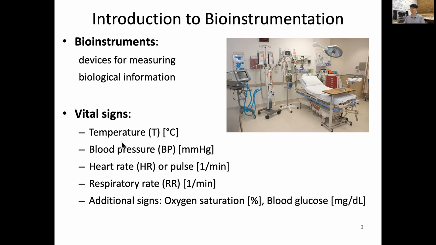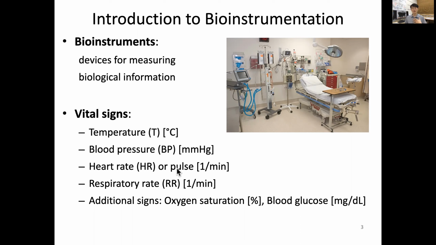So for example, temperature, of course, we write it as T, in Celsius. The second is blood pressure, which is related to heart function, and the unit will be millimeters of mercury, mmHg. And the third is heart rate. We write it HR or pulse, which is the number of heartbeats per minute.